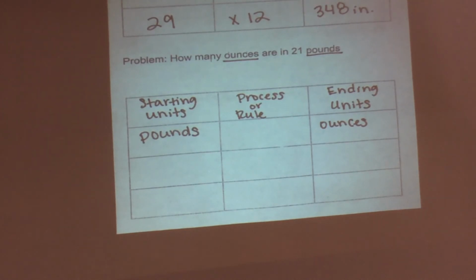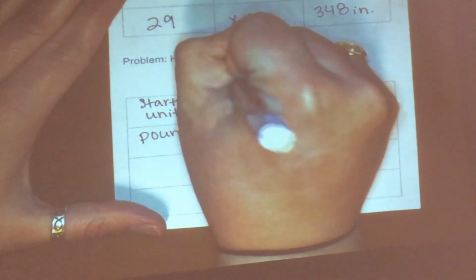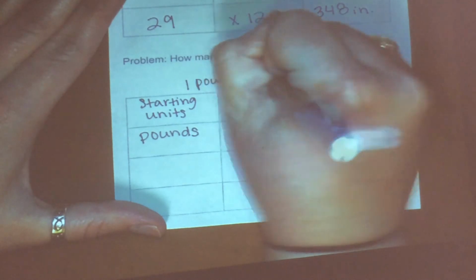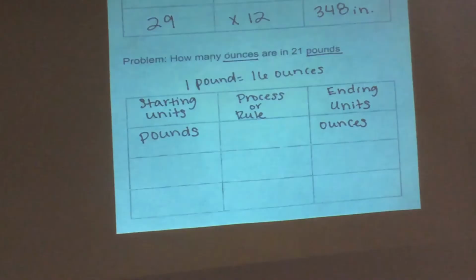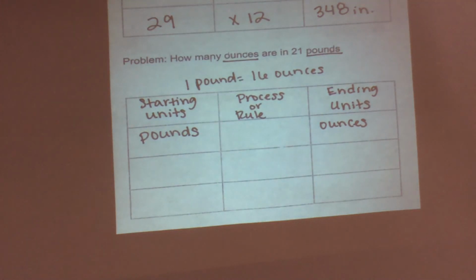Okay. Now what am I looking for? 1 pound equals 16 ounces. Where did you find that? On your chart. Remember, I'm writing it on the top or the bottom of my chart, and then I'm plugging those numbers in.